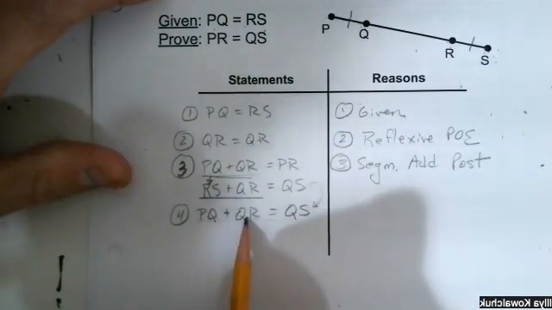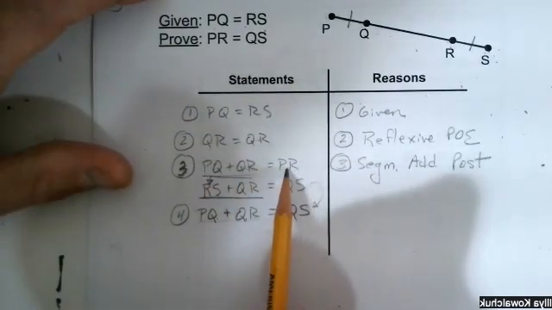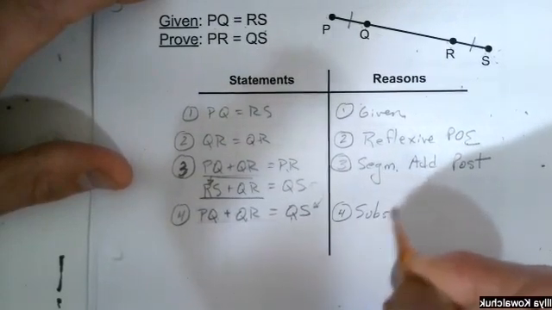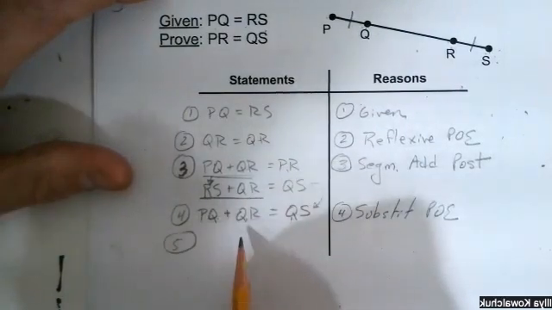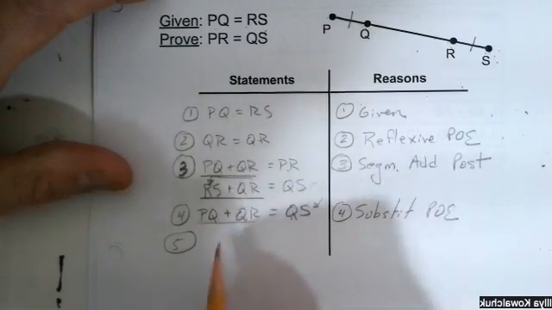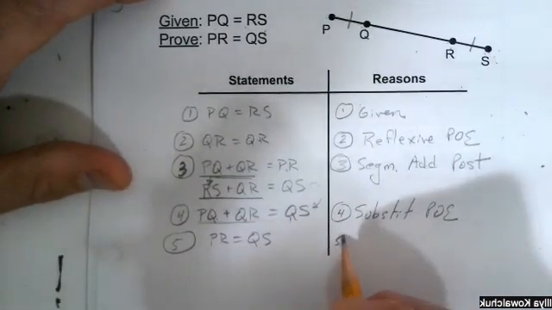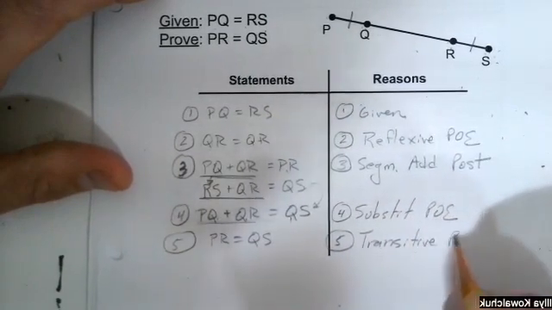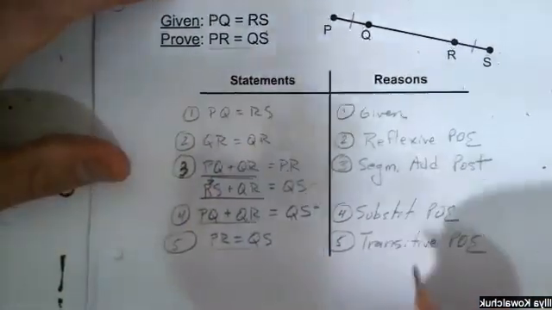Now I have PQ plus QR is equal to QS, but I also have PQ plus QR is equal to PR up here. And that, number 4, is my substitution property of equality. Now for step 5, this equals QS, and this, the same thing, also equals PR. So I can say PR equals QS, and that's my transitive property of equality. PR equals QS. We're done.